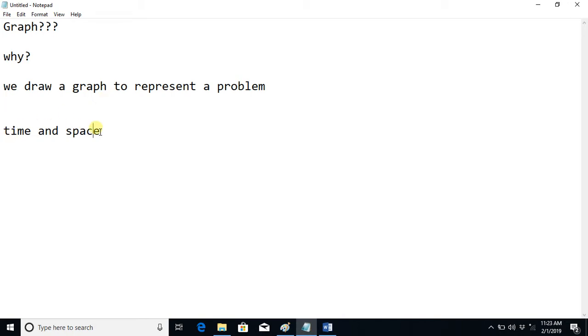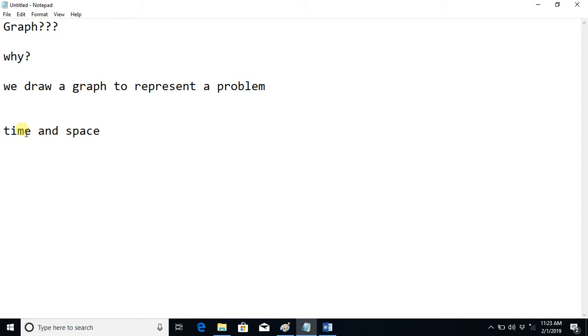If somehow we manage to stop the time and we manage to stop changing the space, there would be no problem in the world. And when you analyze any problem that may be related to physics, mathematics, programming, whatever the subject may be, every problem can be represented with the concept of time and space.